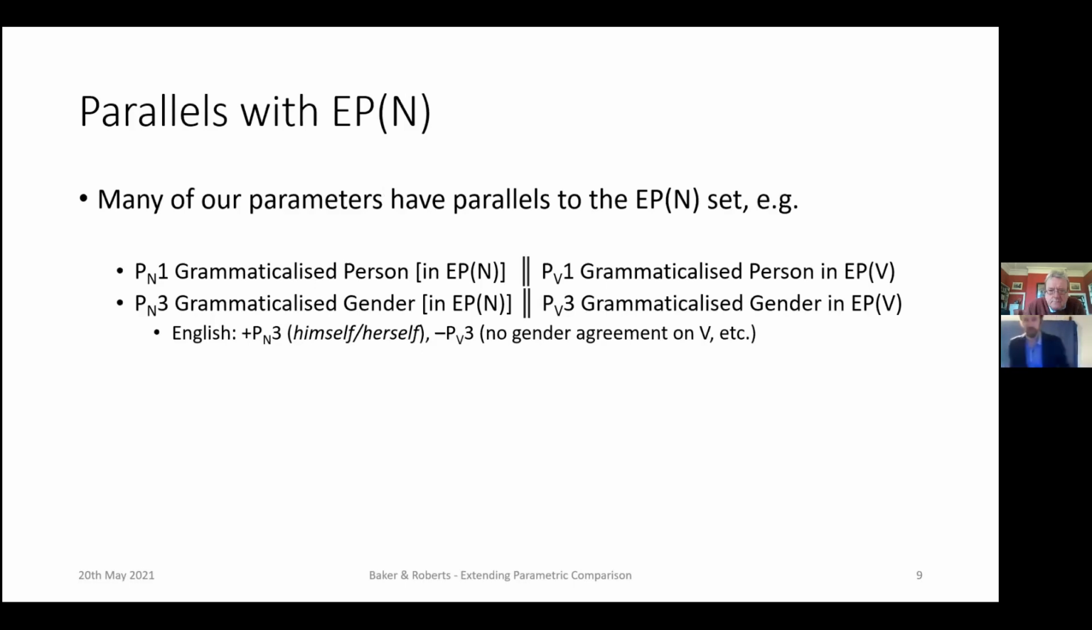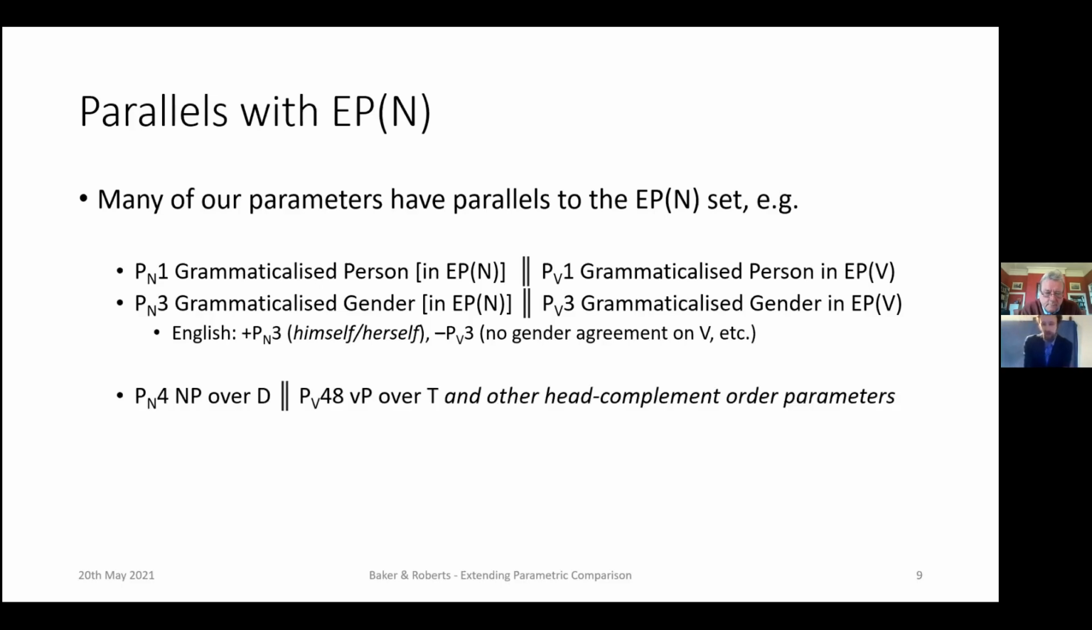So this is the grammaticalized gender parameters where we've done the same thing. We see this in English, so it's clear that English does grammaticalize gender within nominals. So for example, the distinction between the reflexive pronouns himself and herself. But we don't actually see anything like gender agreement on the verb or anything in English, suggesting that maybe we actually want to give English a negative setting of the parameter for grammaticalized gender as far as the clause is concerned.